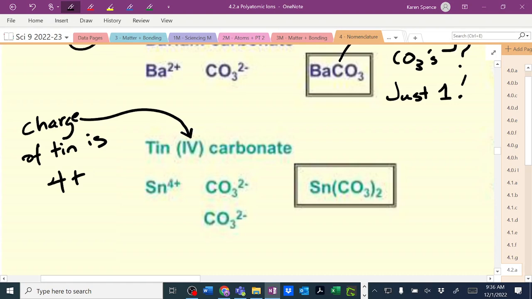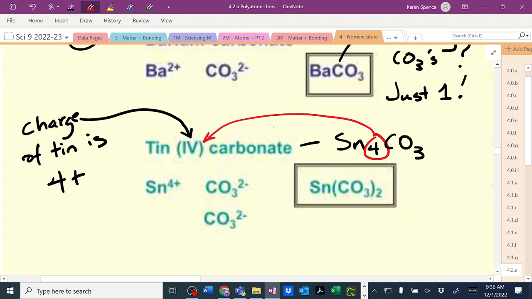One thing I want you to watch out for, sometimes people will see that 4 and they'll think that means there's 4 tins. And they'll write Sn4CO3. No. Oh, look, I even gave it an angry eyebrow. Oh, except I've erased it now. That's not a 4. It doesn't tell you the number of atoms. It tells you the charge.